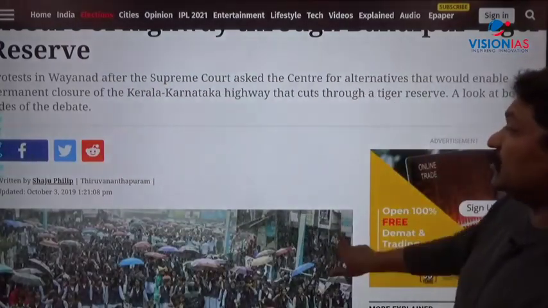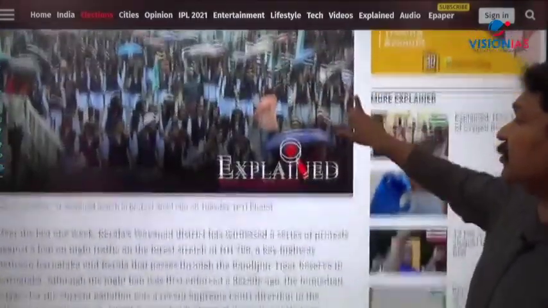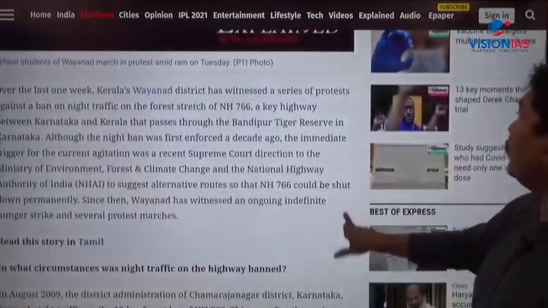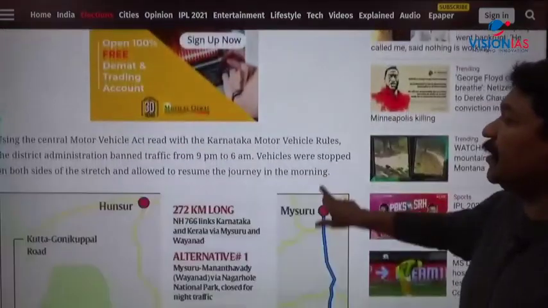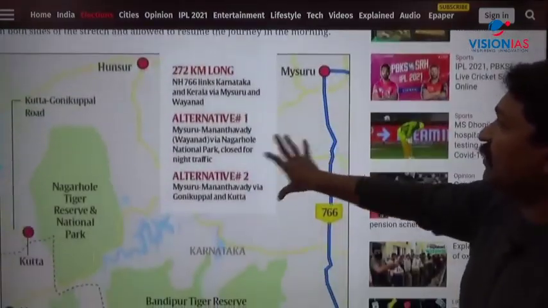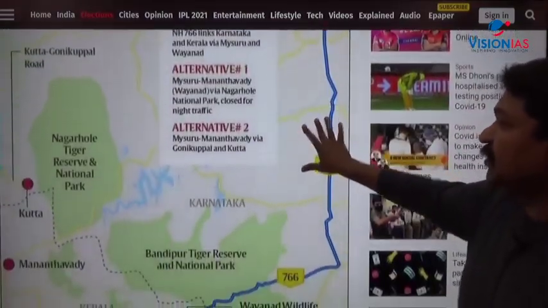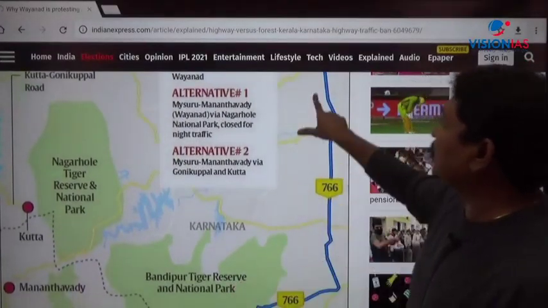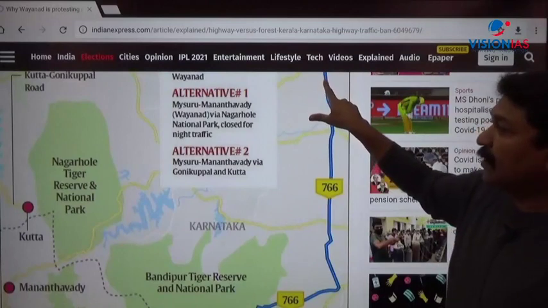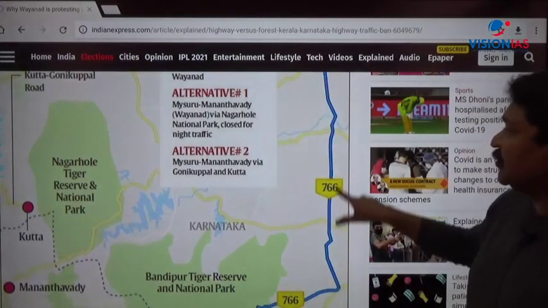This is the image. See this one, the entire information is given. You can see all these things and read some extra information. And this is the map. See this map. This is Bandipur. This is Kerala, Wayanad. This is National Highway 766.